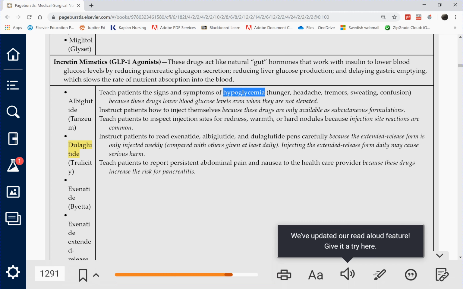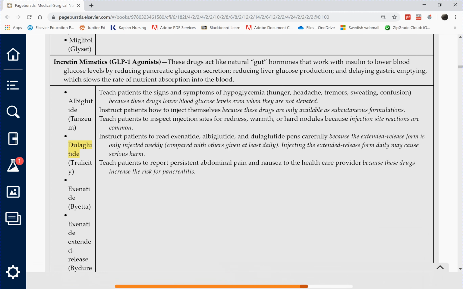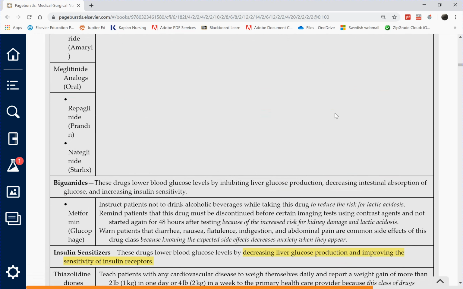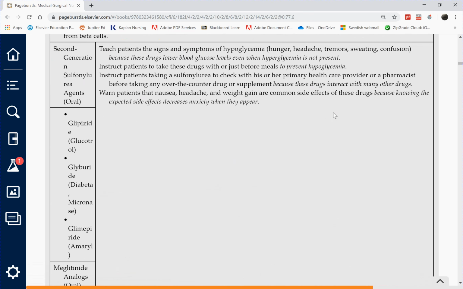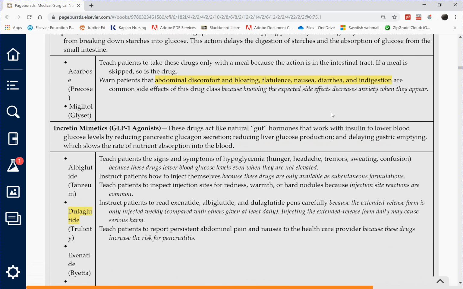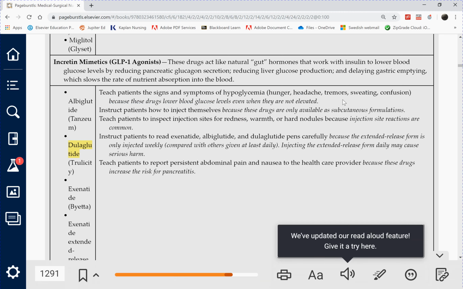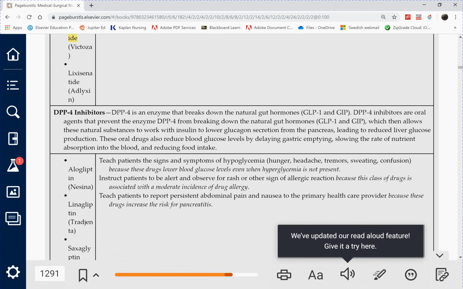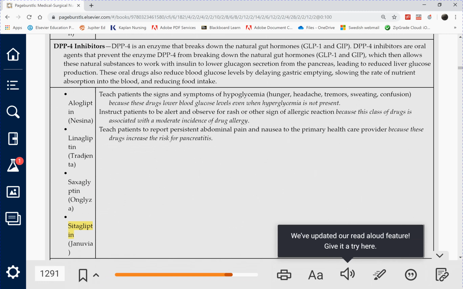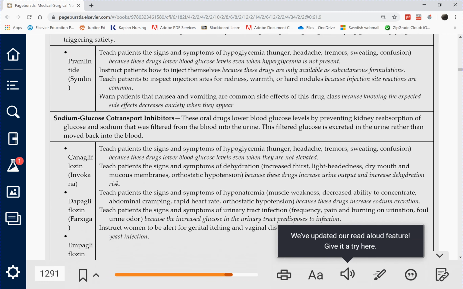Here's the second drug that triggers hypoglycemia. Okay, so far we have two. We have sulfonylureas, hypoglycemia, and then we have incretin mimetics or GLP-1 agonists. We have hypoglycemia here as well. So patients need to be aware of those signs and symptoms. And then lastly, no, not the last yet. We still have a few.